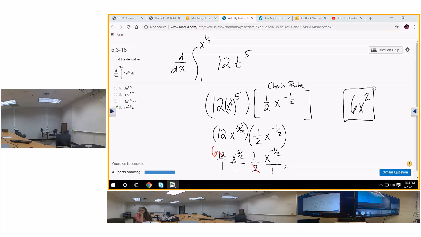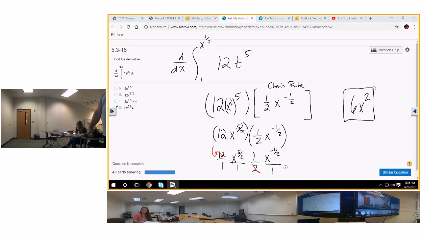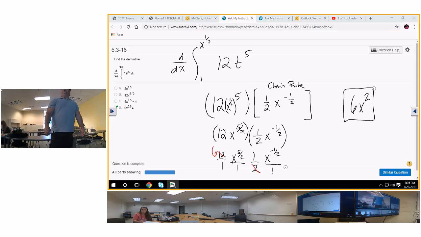Or did I do something wrong? 5 minus 1 is 4. Okay, I came up with, they got a 4 there. I don't know why they keep, just pick D. I don't know. Make sure I didn't mess up anything. 5 halves minus 1/2 is 4 halves. 4 halves is 2, so.